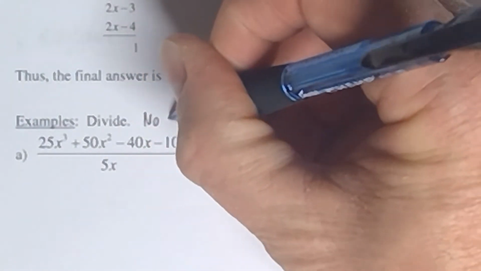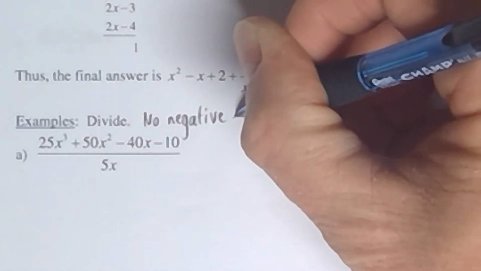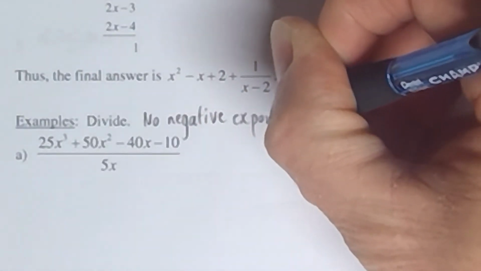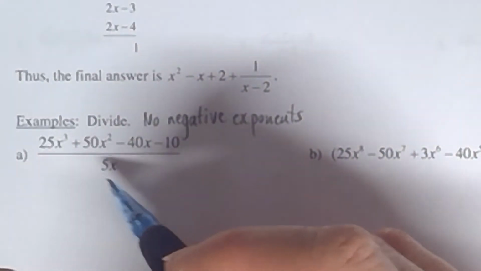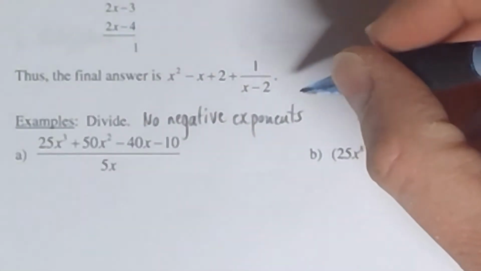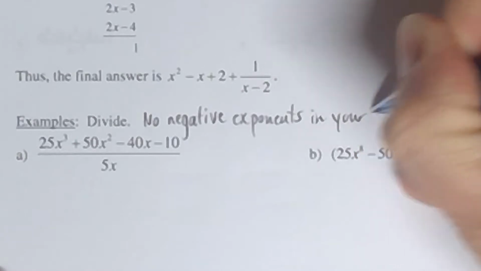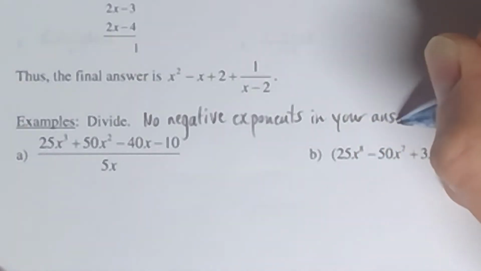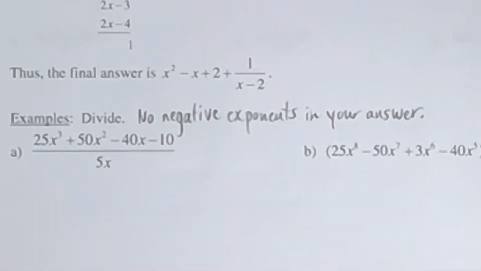No negative exponents in your answer. Sometimes, like I said, if people do it the other way with the long division, which you're only supposed to do when you divide by two terms, not just one term like this right here, you get some negative exponents. Not that that's the only way that you could get negative exponents, but the point is that if you do it the way I show you here, you should be just fine.